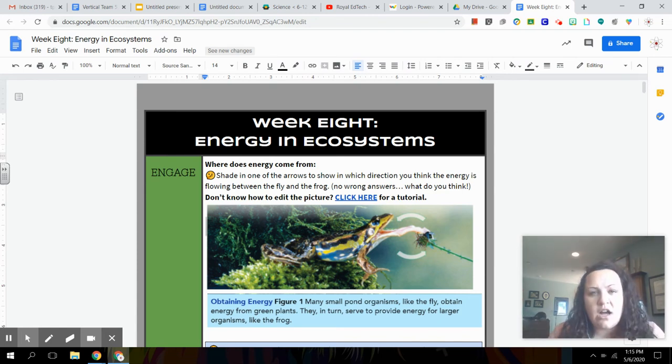And there's this huge concept. It's called the conservation of energy. And it's this idea that energy cannot be created or destroyed, it only changes forms.